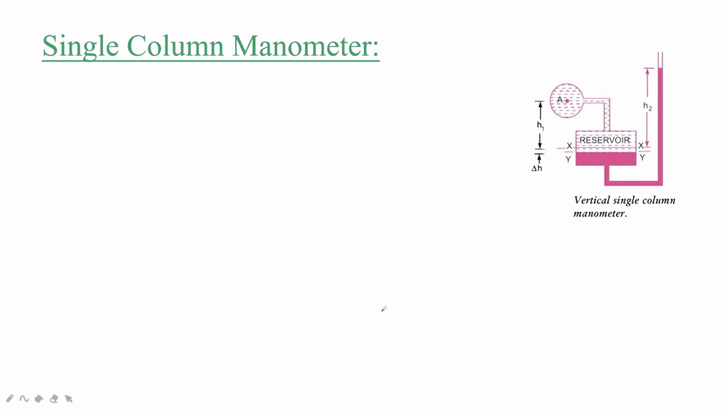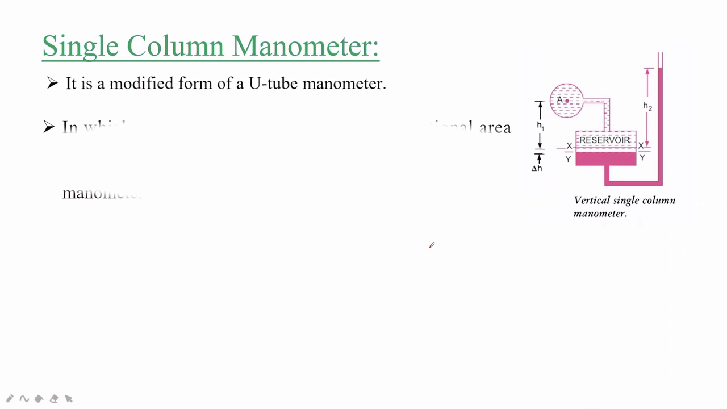Next we will see the single column manometer. This is also an example of a manometer. This is the single column manometer. So what is this single column manometer? We will see now. In this single column manometer we have two types: one is the vertical single column manometer, and one is the inclined single column manometer. The single column manometer is a modified form of the U-tube manometer. See, this is the diagram. It is just like a U-tube manometer, but somewhat changed here.